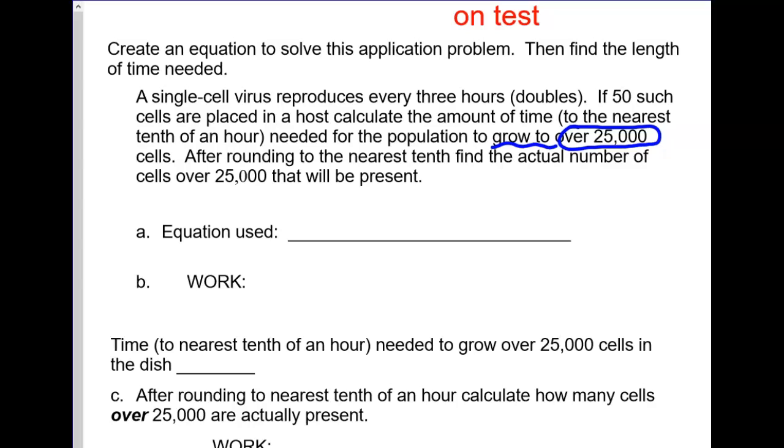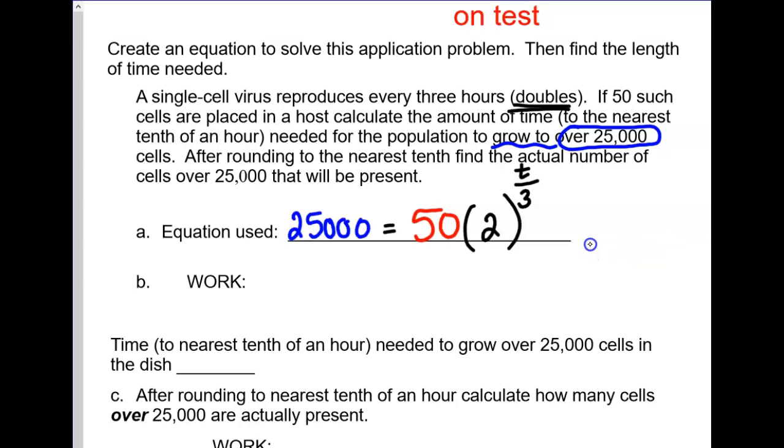Okay, let's set up our equation, guys. So we need to get to 25,000, or over it technically. And then I heard Adam say we started with 50. Okay, why are you going 2, Adam? Because it's doubling. Very good. What about up in the exponent? How about t over how often does it double? 3. There we go. So when I ask you for what equation did you use, that's what you'd write down, or something to that effect.